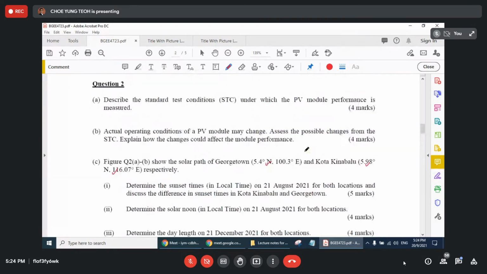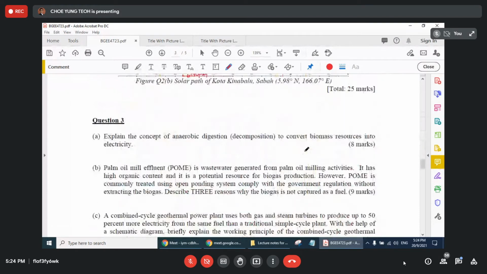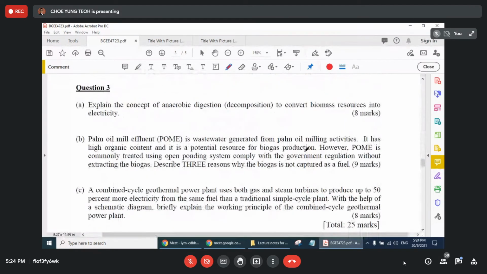Okay, first two questions are more on calculation, then we try to go for the next one. Then this is a bit of theory. Explain the concept of anaerobic digestion, where we call it decomposition, to convert biomass resources into electricity. Okay, this one should not be difficult. So you have to explain the entire process of this anaerobic digestion.